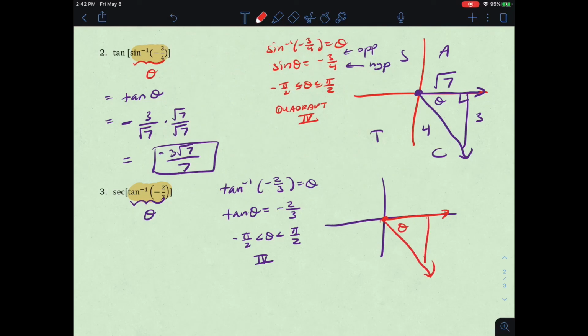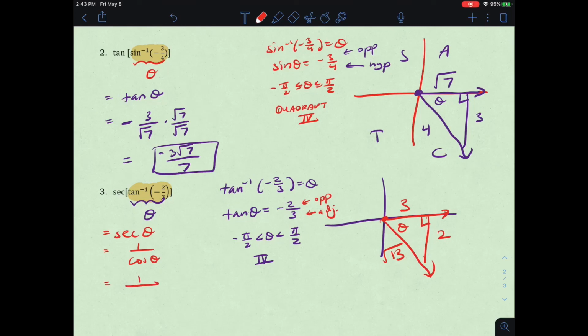Here's theta. And I know that tangent is opposite over adjacent. So I'm going to label the opposite side 2 and the adjacent side 3. Using the Pythagorean theorem, I'll get the hypotenuse to be square root of 13. Now from there, I'm going to rewrite this problem as secant of theta, which I'm going to rewrite further as 1 over cosine of theta, because I just like working with cosine better.